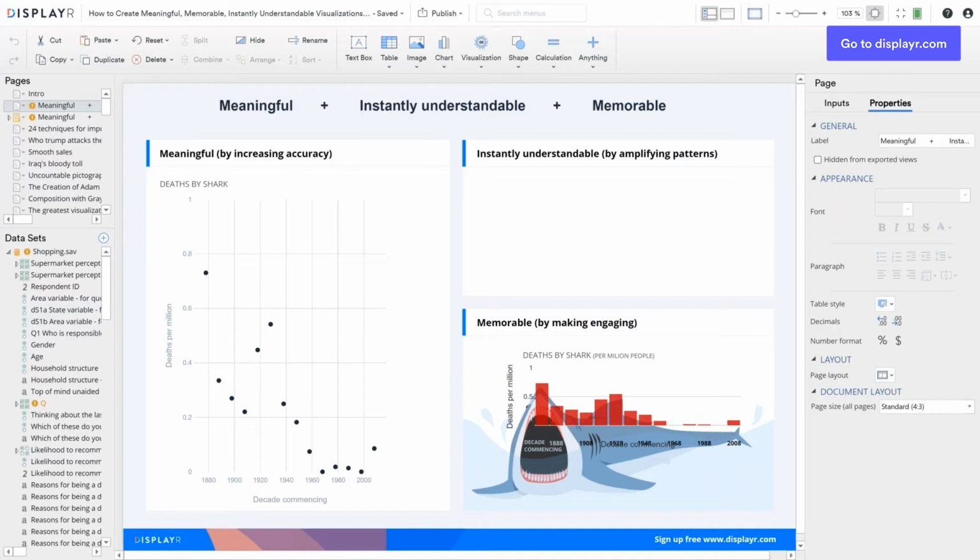Putting aside everything you've ever heard about chart junk, which of the two visualizations on this screen attract your attention? And there's a third way. You can focus on trying to make visualizations instantly understandable. And this is all about trying to amplify the patterns in the visualization so that they're easy to see.